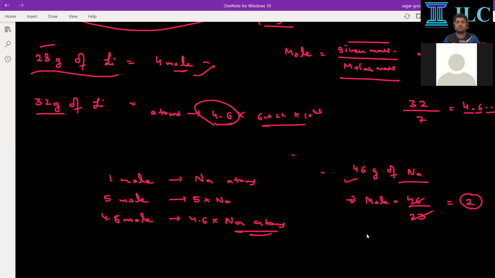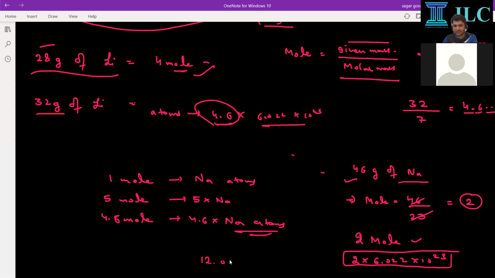So how many moles of sodium do I have in my cup? 2 moles. But now if I ask how many atoms, obviously 2 into 6.022 into 10 to the power 23. When you multiply, you get 12.044 into 10 to the power 23. That much number of atoms in my cup.